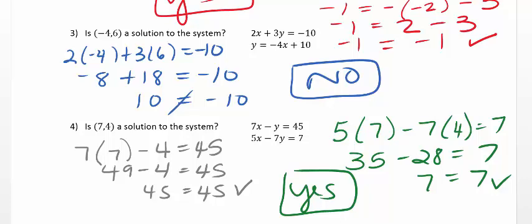In number 4, we check 7, 4 to see if it's a solution to the system. When I plug in 7 for x and 4 for y in the first equation, we get a true statement. And then when we plug it into x and y in the second equation, we also get a true statement. Therefore, 7, 4 is a solution to the system, and we can say yes.